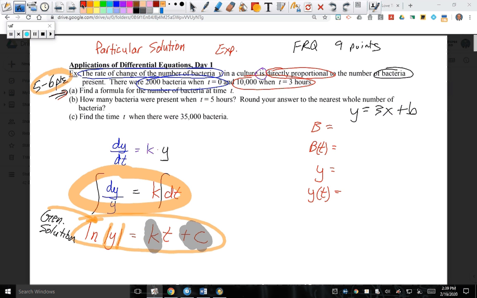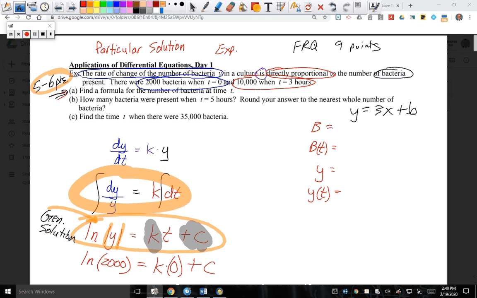Okay? Alright, so from these 2 points that we were given, (0, 2,000) and (3, 10,000), guess which one we would most likely have an easier way to solve this out by using first? 0 and 2,000, yeah. So let's put 2,000 where y is at. So it would be the natural log of 2,000 with parentheses. I'm going to plug in 0 for t, sorry. And then I will solve for c.